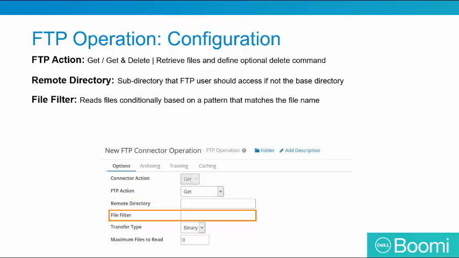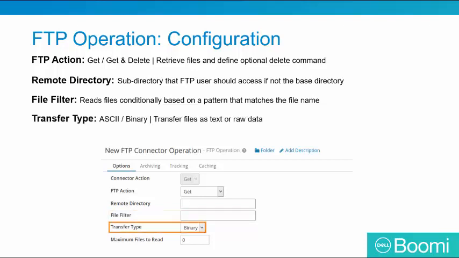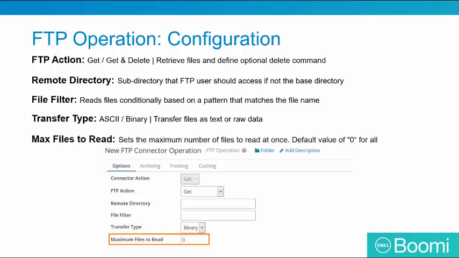File filter. This locates files based on a pattern matching using the file name. You can use wildcards such as a star for everything or a question mark to wildcard an individual character to create file name patterns. Transfer type. This transfers the files as text or raw data. Maximum files to read sets the greatest number of files to read at once. The default value is 0 for all.